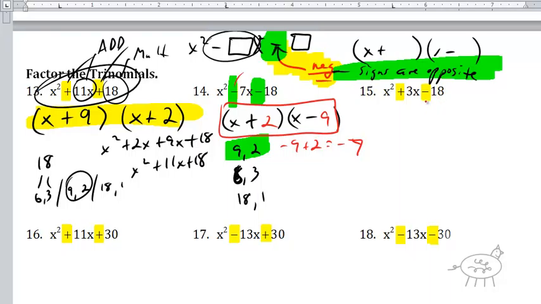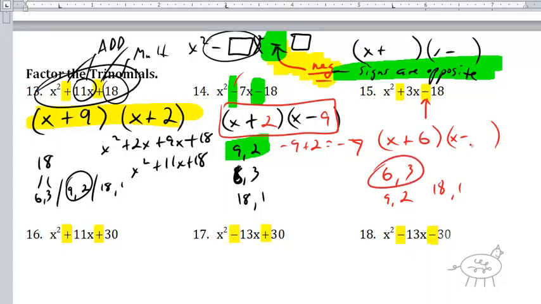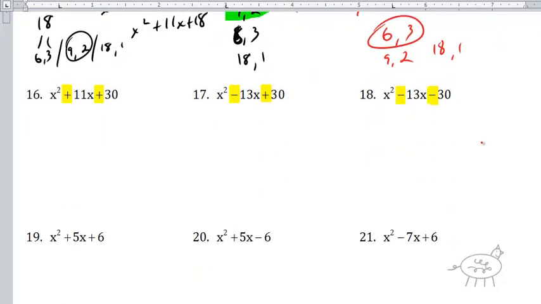The next one, you guys see a sign right here. You need to make opposite signs. So x, x, and then plus minus. All right, so give me some numbers to give you 18. 6 and 3, 9 and 2, 18 and 1. Okay, which one gives you 3 when you subtract, because these are opposite signs? Well, do you guys agree 6 minus 3 is 3? So x plus 6 and x minus 3. Okay, and that's your answer. It's not bad. Okay, let's do a couple more here.